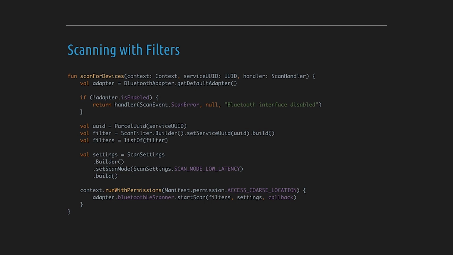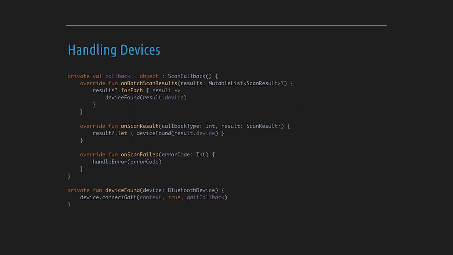So what we passed here, this callback parameter, is an object, and that object looks something like this. Again, this is Kotlin, but we're just defining an anonymous object that implements the scan callback abstract class. Scan callback lets you respond to a number of events. The ones that we care about here are batch scan result and on scan result, which just depends on how the device delivers the result. We're going to do the same thing with either of them, which is pass it to this little device found helper function, which all that it does is once we find the device, we connect to it.